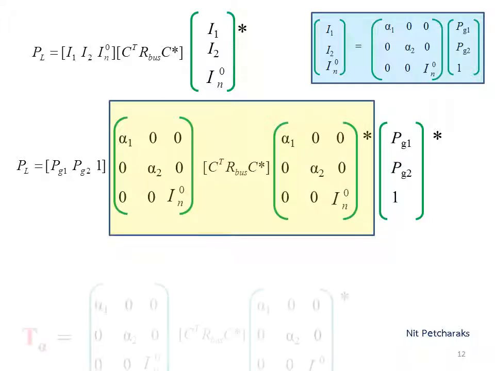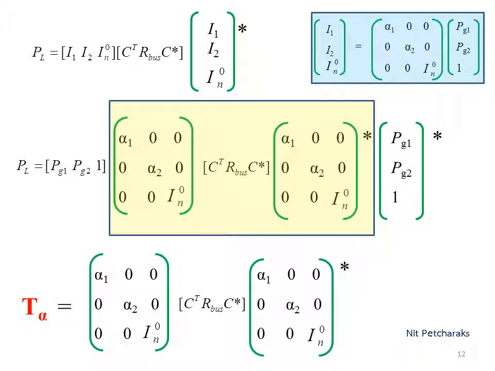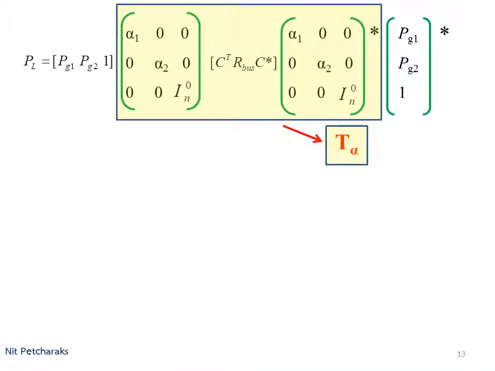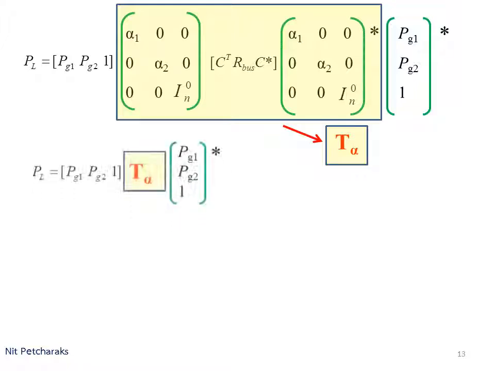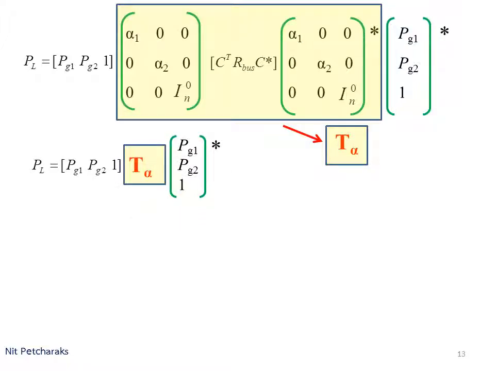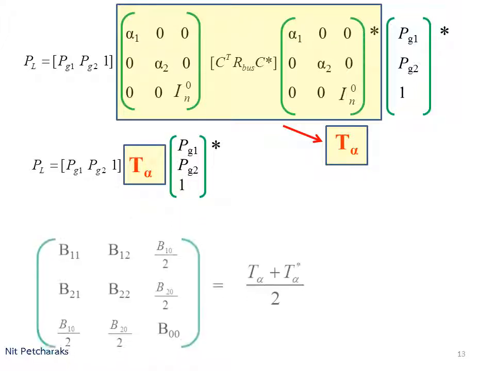Let T alpha represent the complicated term. Replace the complicated term with T alpha. We will get a simpler power loss equation.